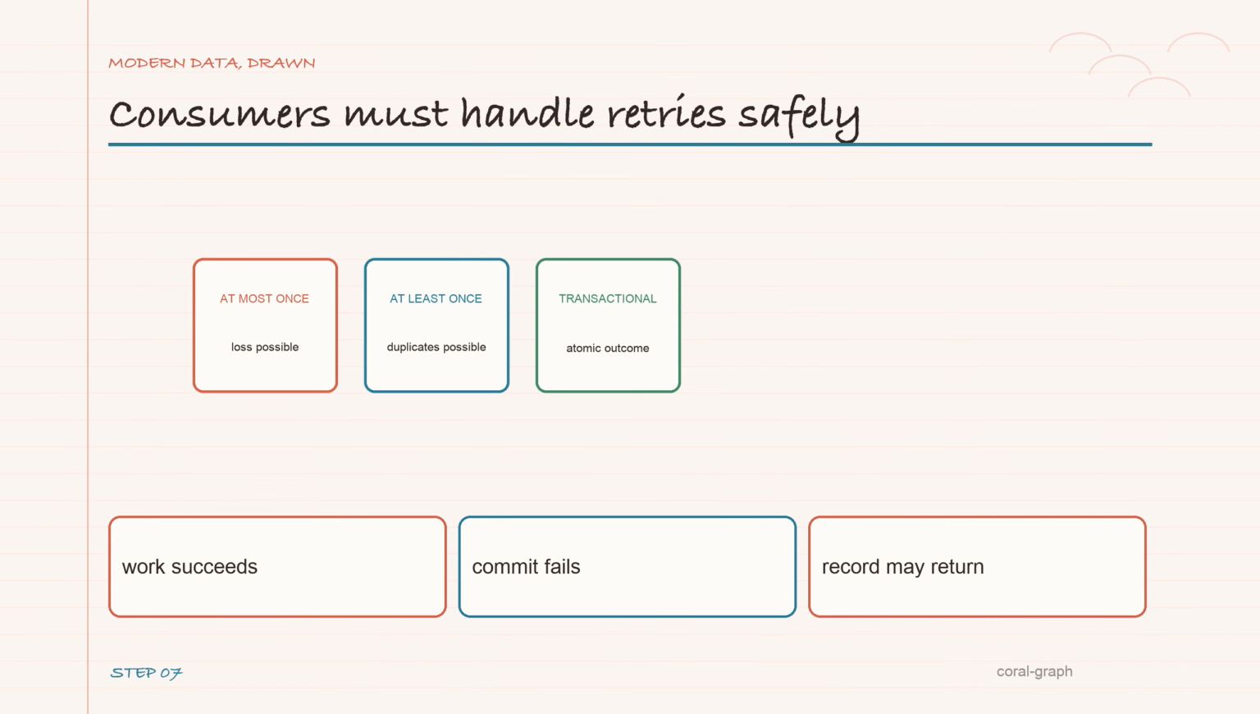A record can be processed and then seen again if the application fails before committing its offset. Consumer code should make repeated work safe or use an appropriate transactional design. Now connect that idea to what appears on the page. Work succeeds, then commit fails, then record may return.